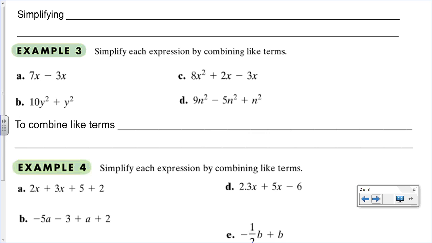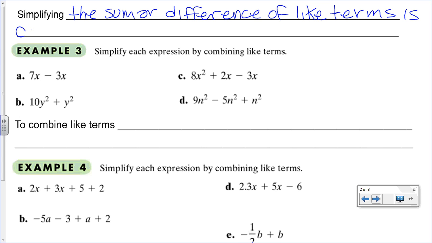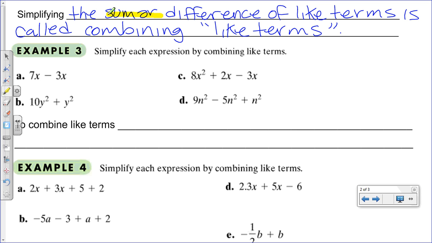Now, let's write some statement here. Simplifying the sum or difference of like terms is called combining like terms. So remember when we say sum or difference, we're referring to adding or subtracting, right? So we're going to refer to that process. We're going to summarize it into one by saying combine like terms or combining like terms.